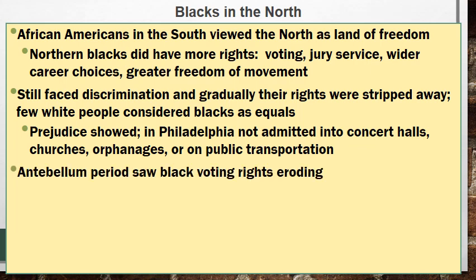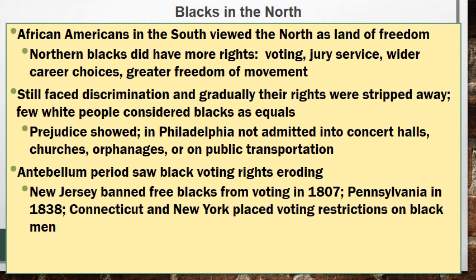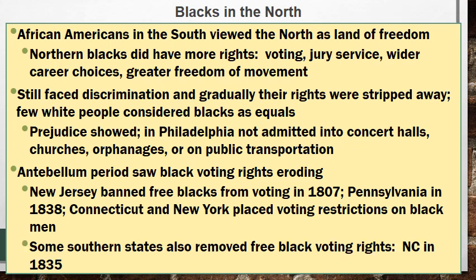And you will also see, as we get closer and closer to the Civil War, many northern states putting limits on black political rights, such as voting. For example, in 1807, New Jersey took away the right to vote for free African Americans. Pennsylvania did it in 1838. Both Connecticut and New York put voting restrictions on. And all that occurred at the same time as southern states were also removing that right. For example, North Carolina in 1835 took away the rights of free African American men to vote.